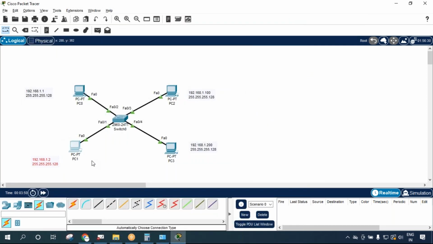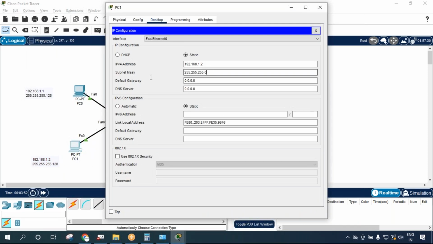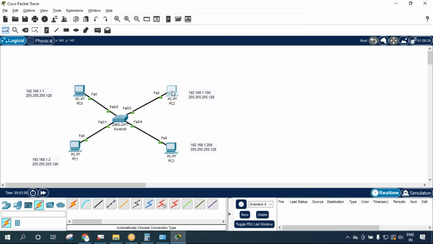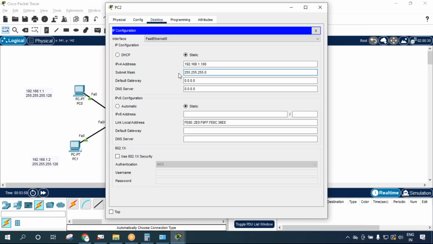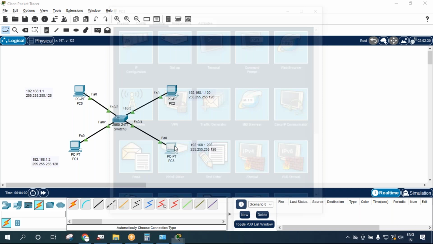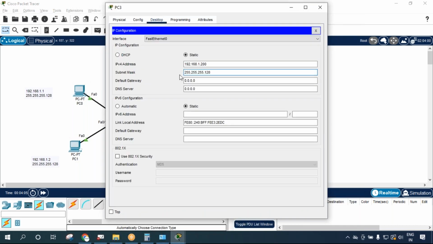Come to this PC. Give the subnet mask as 128. Okay, close this. Come to the third PC. Give the subnet mask as 128. Come to the fourth PC and give the subnet mask as 128. Just go ahead, do this on all the PCs. Change all the PC subnet masks from 255.255.255.0 to 128.